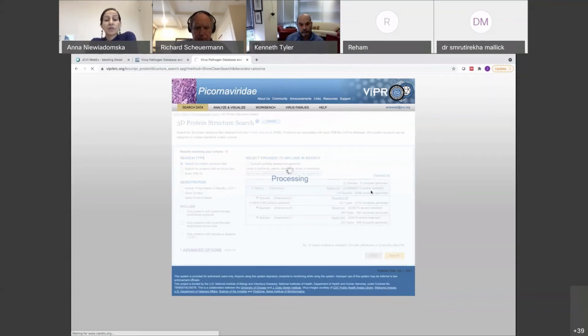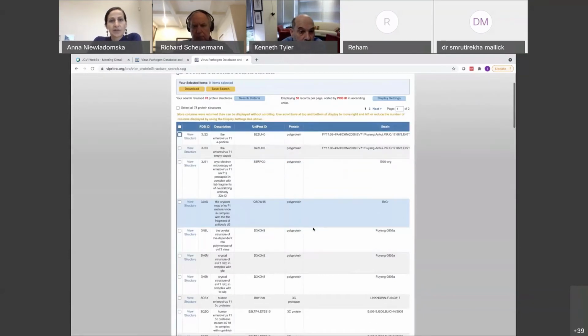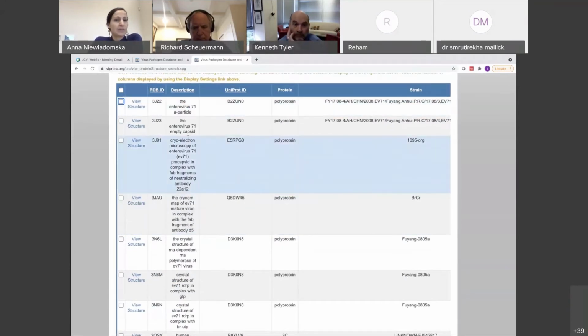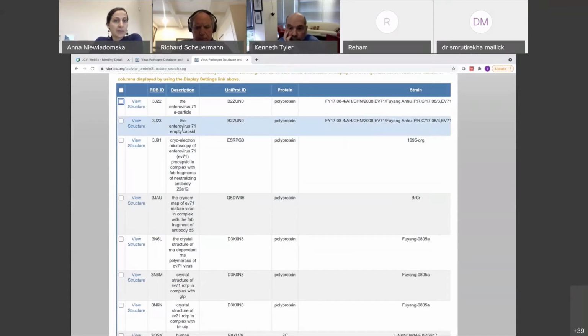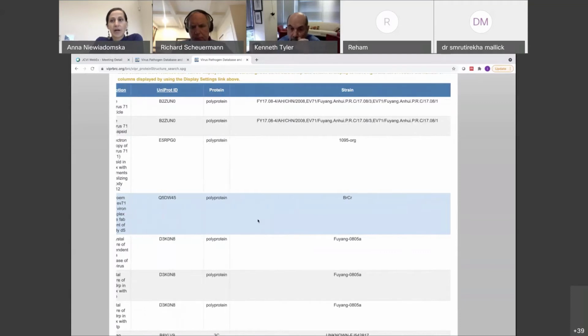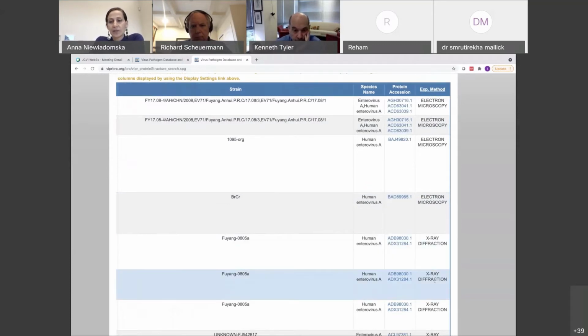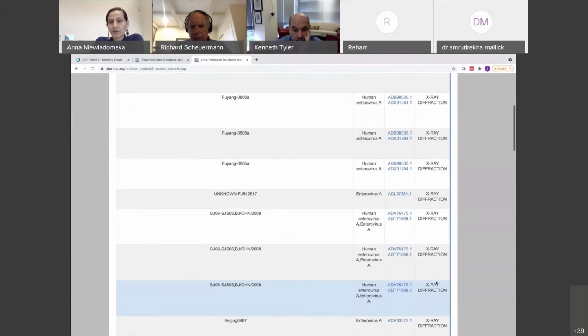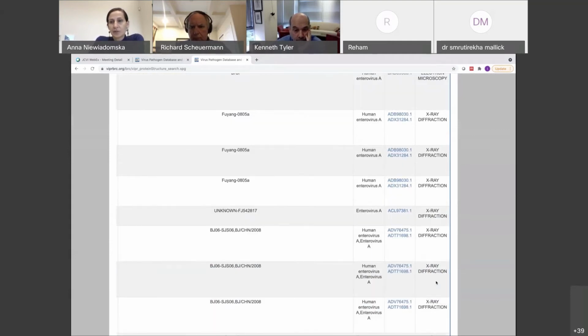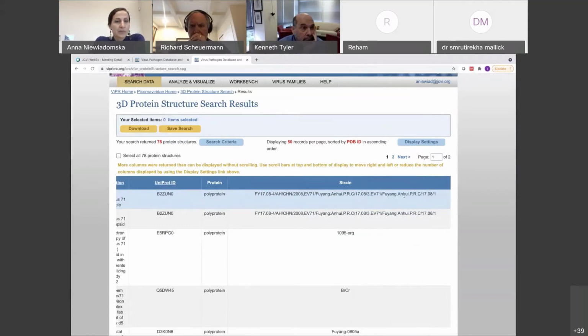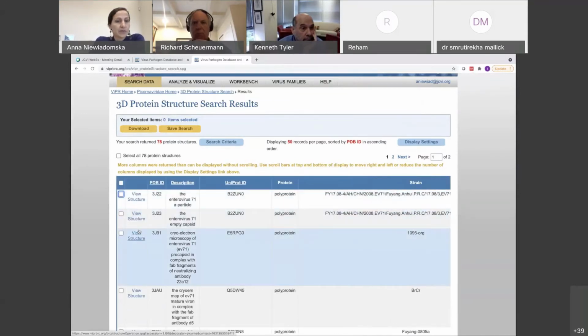This will return a list of the different structures that are available. So for example, there would be the structure for an entire capsid or a specific protein, and the table will tell you how they were generated, whether it was through electron microscopy or X-ray diffraction, which is X-ray crystallography. And there's also links that will take you to the protein accession number. So if you're interested in exploring these, you can just click on View the Structure.